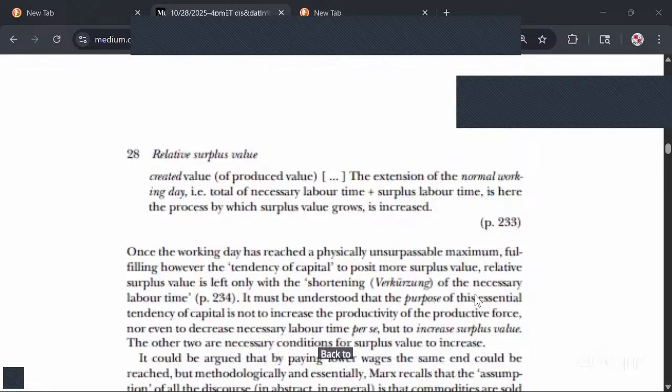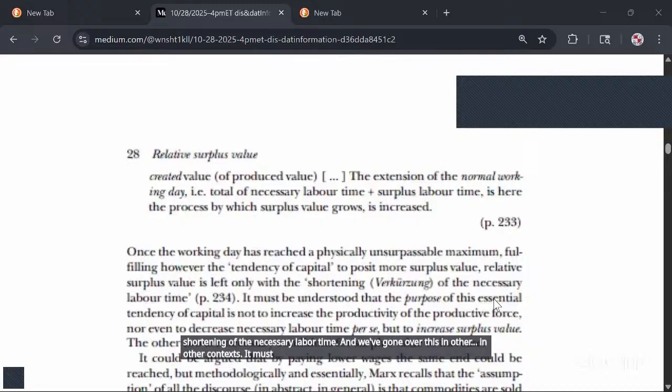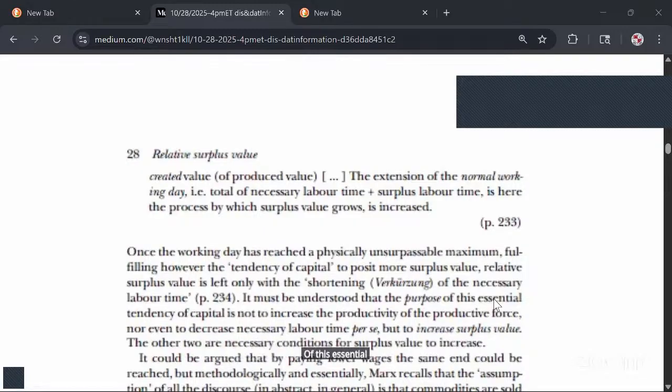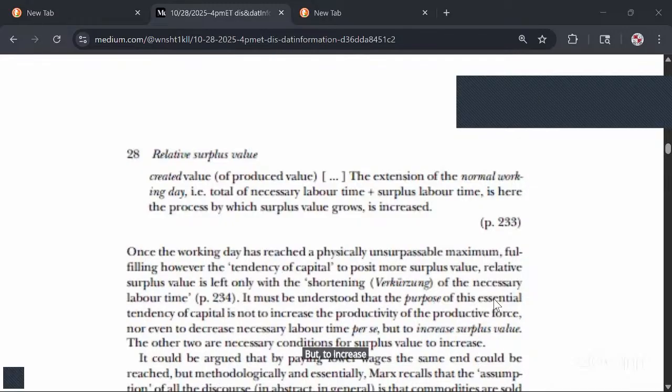Back to the text. Once the working day has reached a physically unsurpassable maximum, fulfilling, however, the tendency of capital to posit more surplus value, relative surplus value is left only with the shortening of the necessary labor time. And we've gone over this in other contexts. It must be understood that the purpose of this essential tendency of capital is not to increase the productivity of the productive force, nor even to decrease necessary labor time per se, but to increase surplus value.